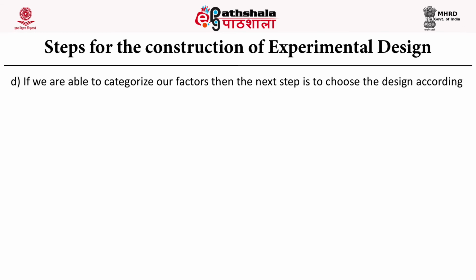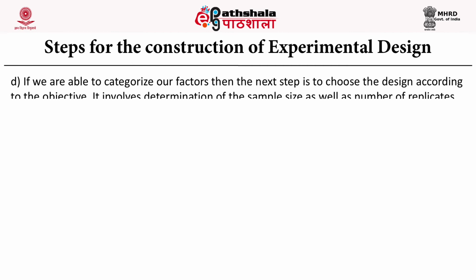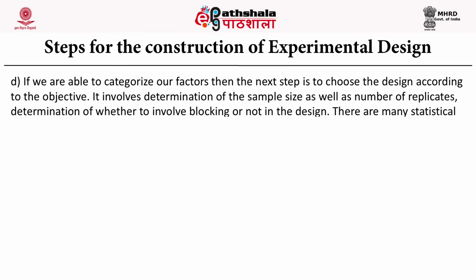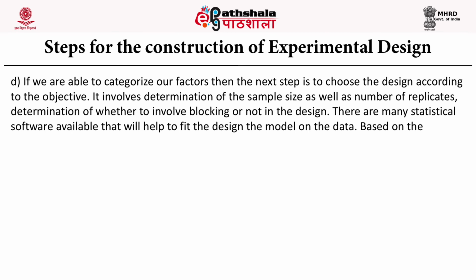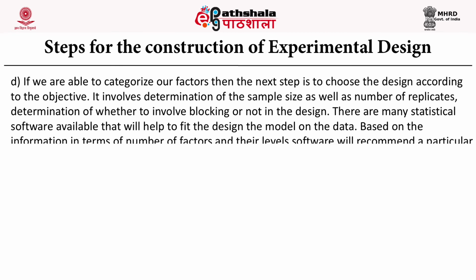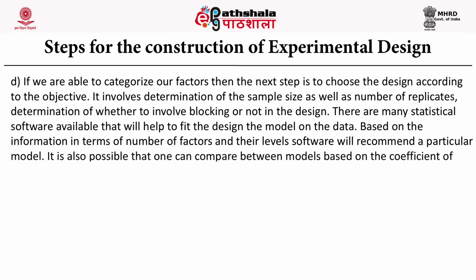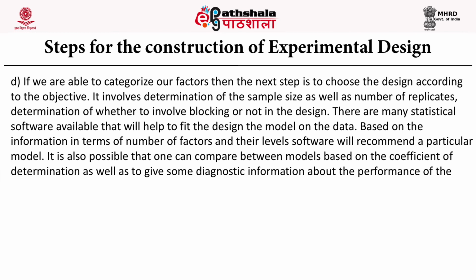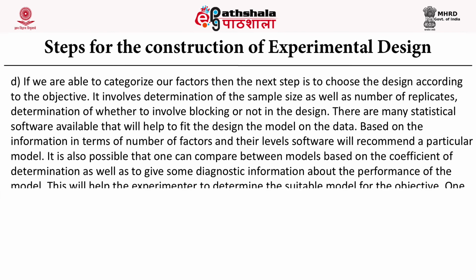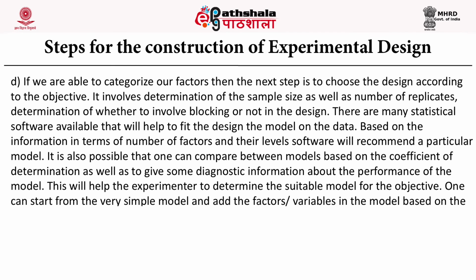Now, if we are able to categorize our factors, the next step is to choose the design according to the objective. It involves determination of the sample size as well as the number of replicates, and determination of whether to involve blocking or not in the design. There are many statistical software packages available that will help to fit the design and the model on the data, based on the information in terms of number of factors and their levels. And these software will recommend a particular model.